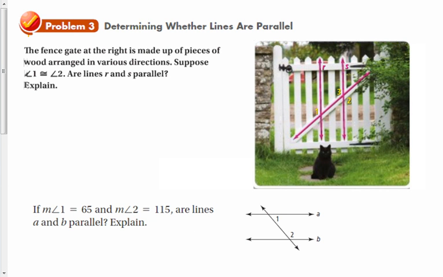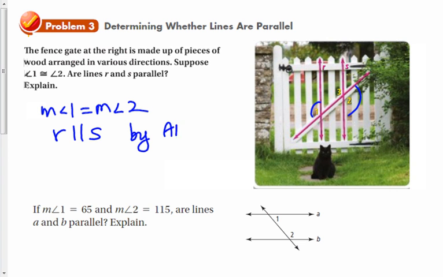All right, so here we have another problem. It says a fence gate at right is made up of pieces of wood arranged at various directions. Suppose angle 1 is congruent to angle 2. Are lines R and S parallel? Explain. So we have this is given. So we have the measure of angle 1 is equal to the measure of angle 2. We also can see that those are alternate exterior angles. So we can say that R is parallel to S, and that's by the converse of the alternate exterior angles theorem.